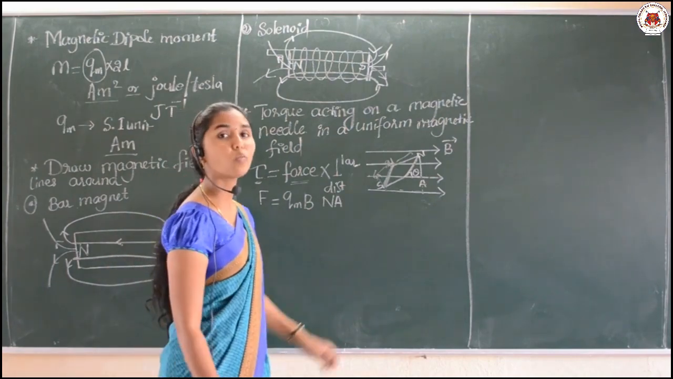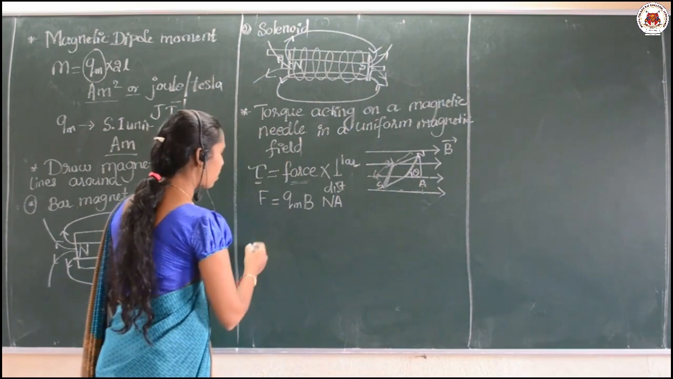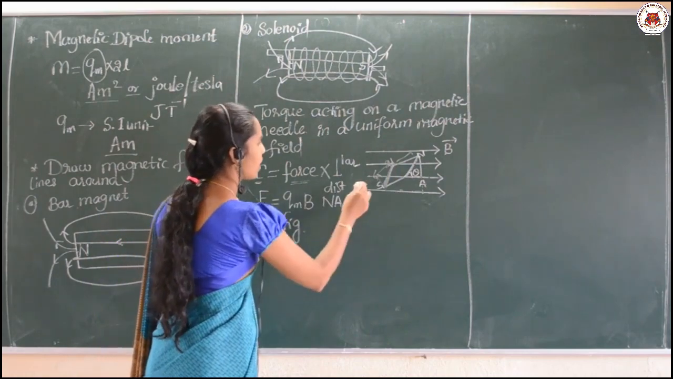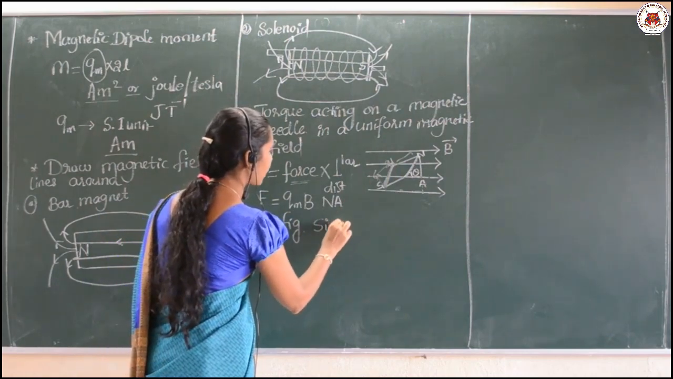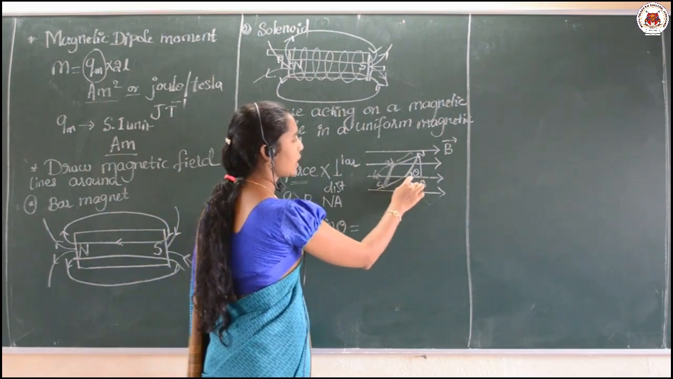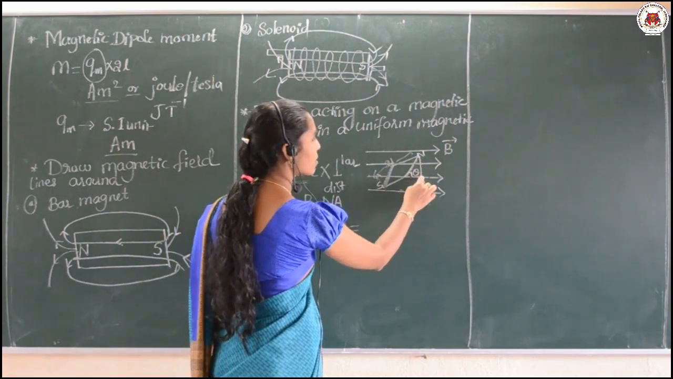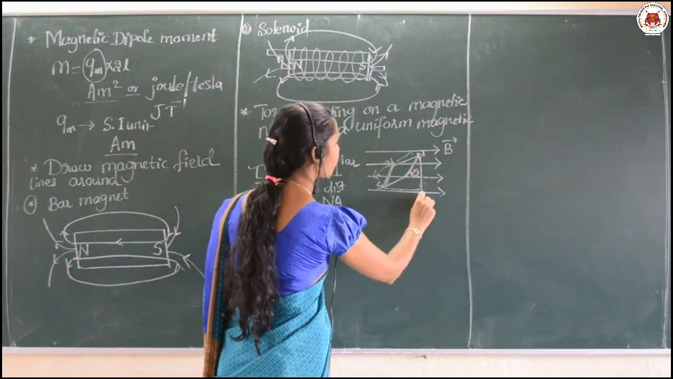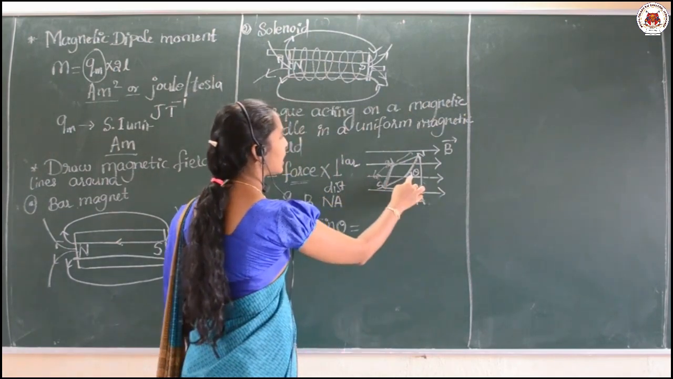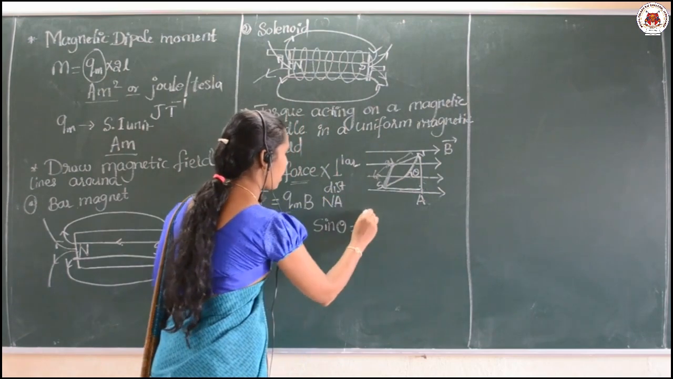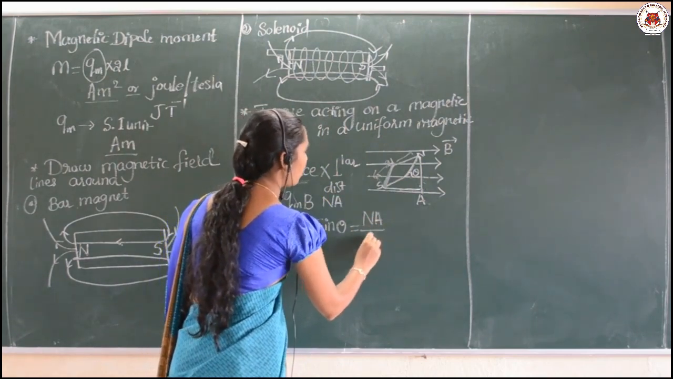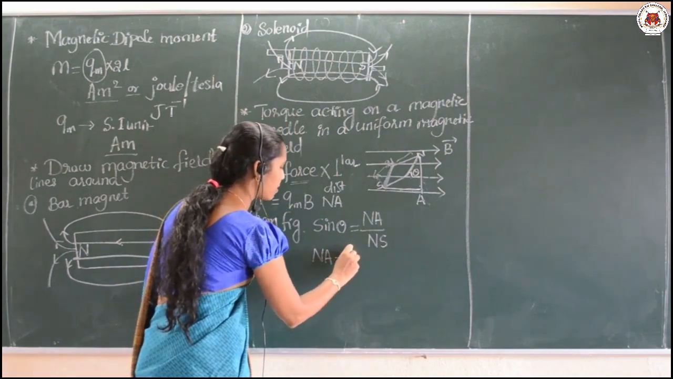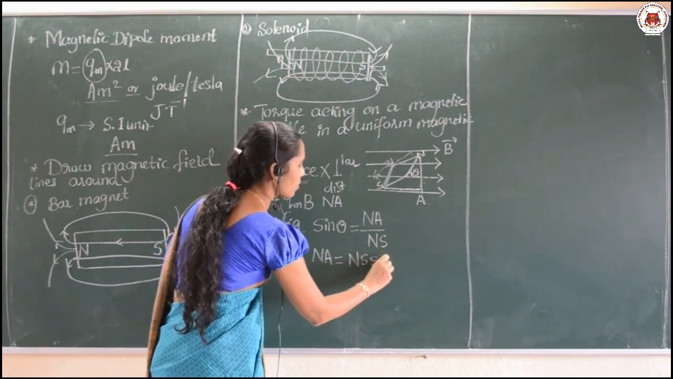Now what I need to find is that perpendicular distance. How to calculate? From the figure, I will take sin theta here. See, here is the theta, then sin theta means opposite side upon the hypotenuse. So better you take from here to here only. So this only we can use. Sin theta is NA upon NS, or SN, whichever you want. Then from this you can take NA is equal to NS into sin theta.